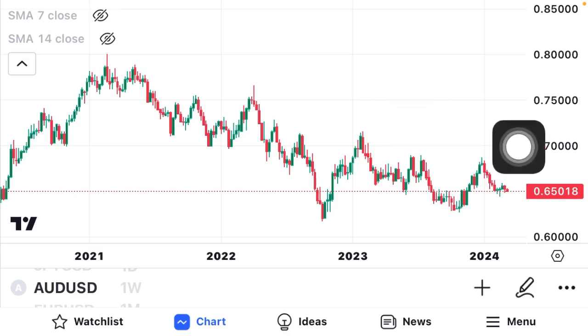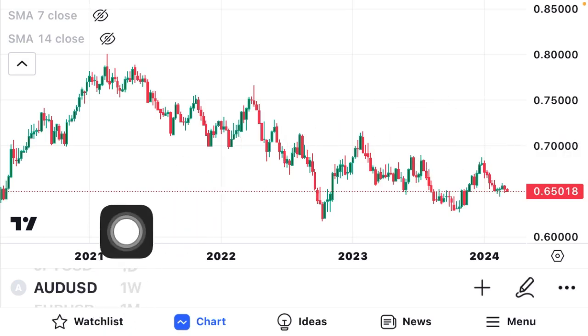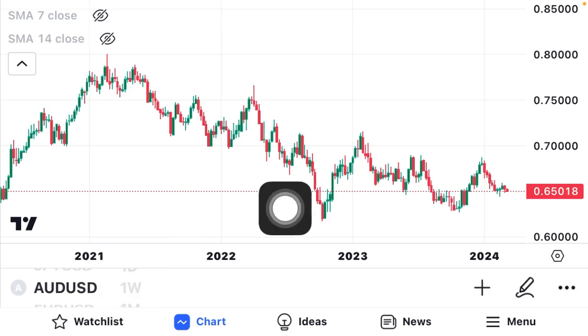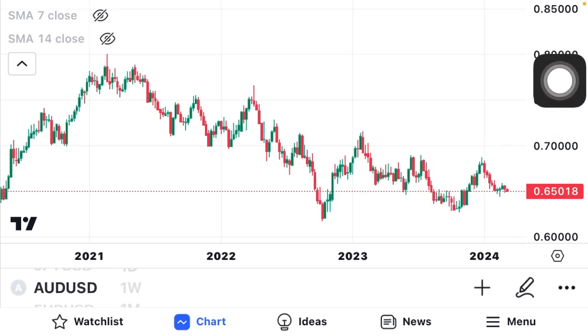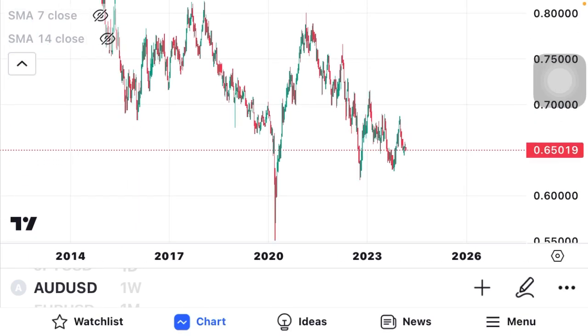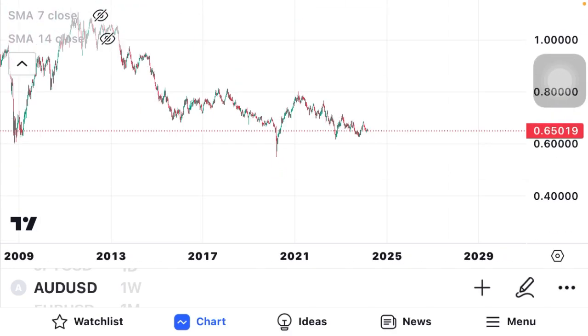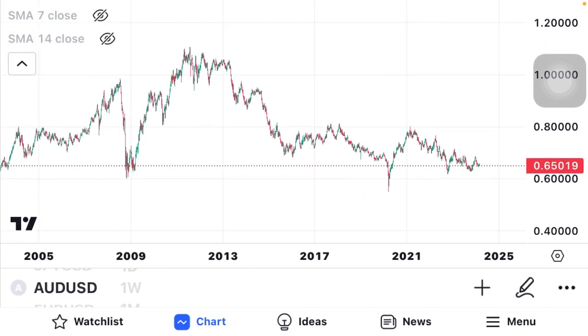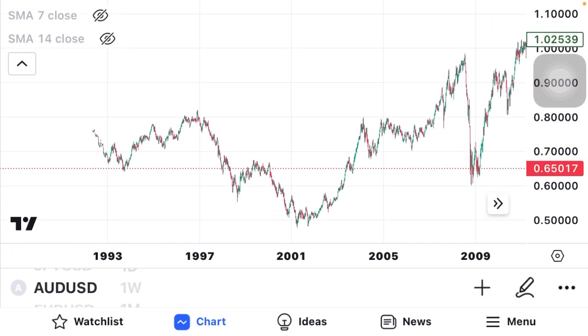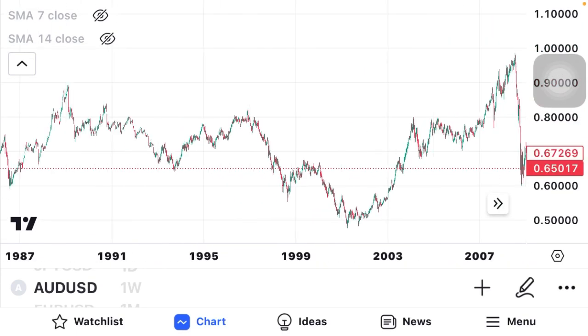So we'll go ahead. This is AUD. I am on the weekly time frame. I analyze my market on the weekly time frame, then I scale down to lower time frames to enter the market. So I will zoom out AUD. I know you know how to do this if you're my student. I have taught you how to do all this zooming and all that.